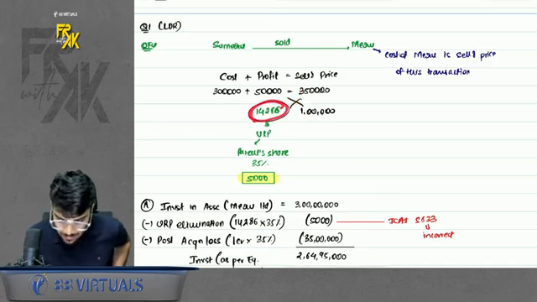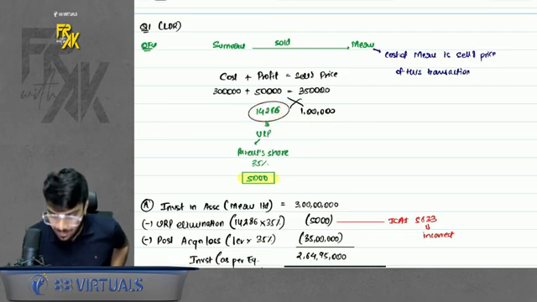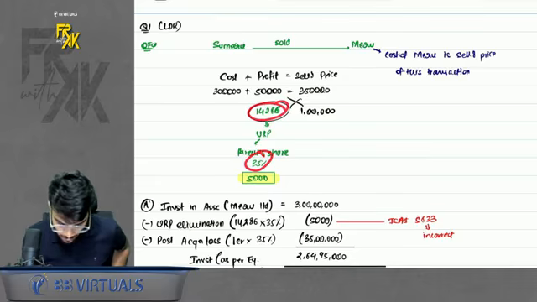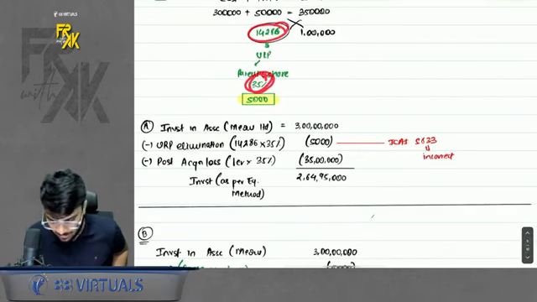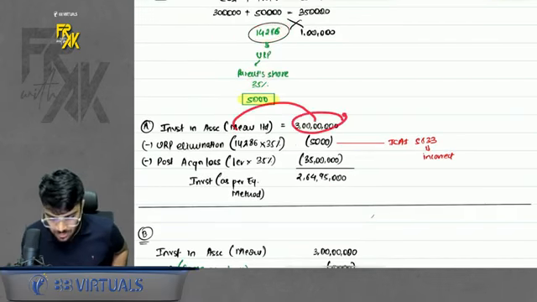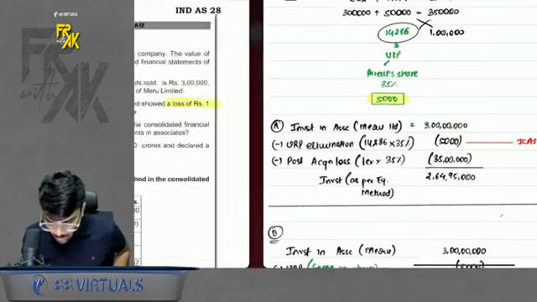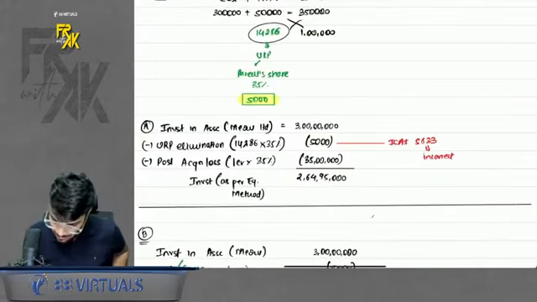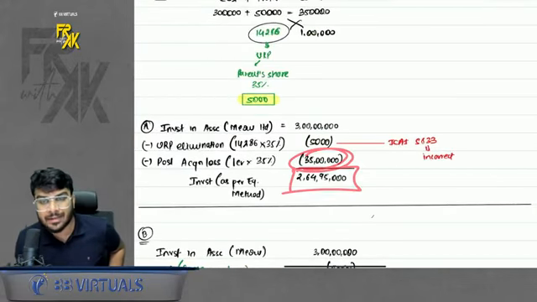So URP total is 14,286. We will not eliminate in full. We will only eliminate up to our share. So 14,286 into 35%, eliminate this. So record the investment cost, eliminate the URP. There was some loss also given, so eliminate the loss. We'll get the investment value.